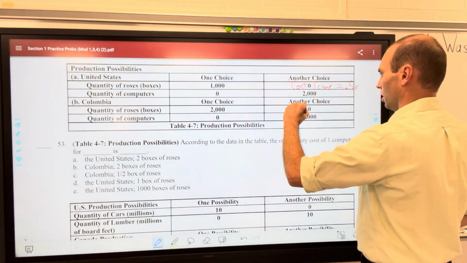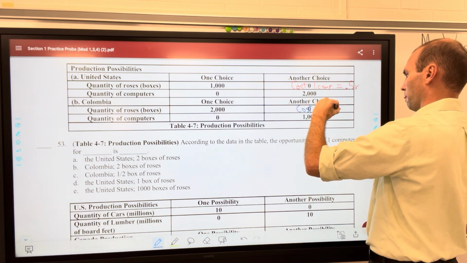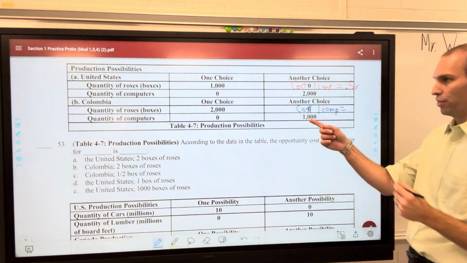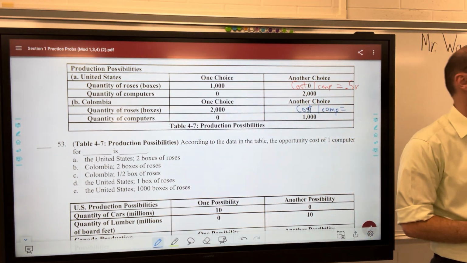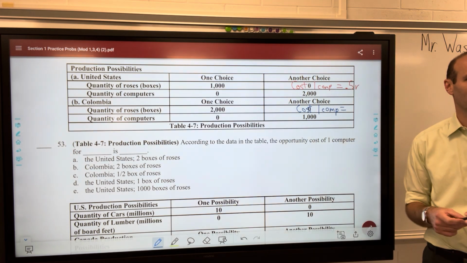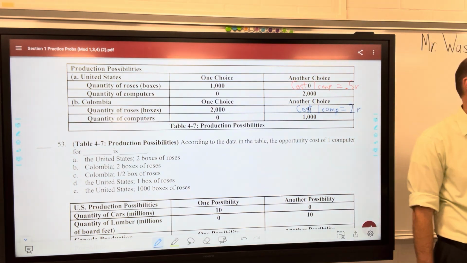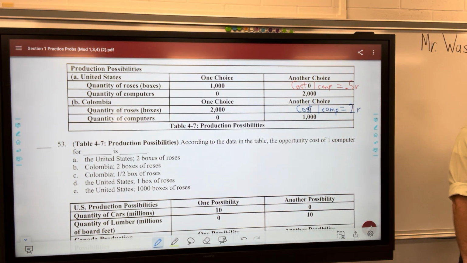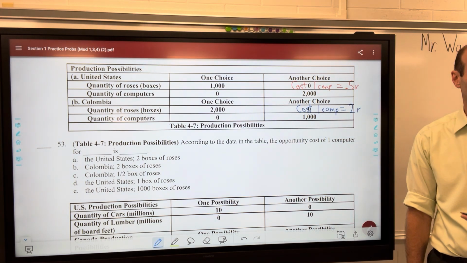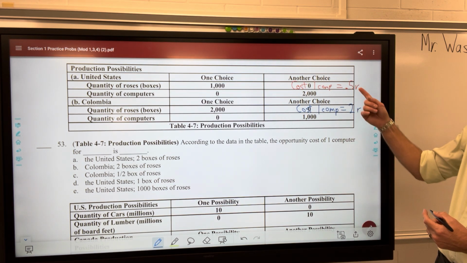Okay, so we go cost of one computer is, well, we have 1,000. What do we put on the bottom, and 2,000? What goes on the top? 2,000. 2,000 over 1,000 is 2 roses. Who makes a cheaper computer? Therefore, the United States has the what in computers? There it is. So the United States has a comparative advantage.